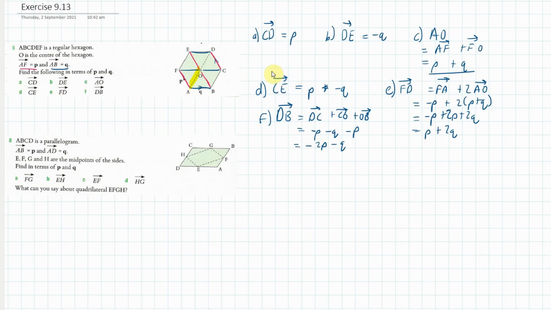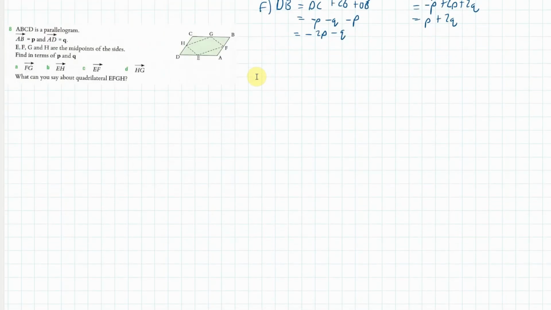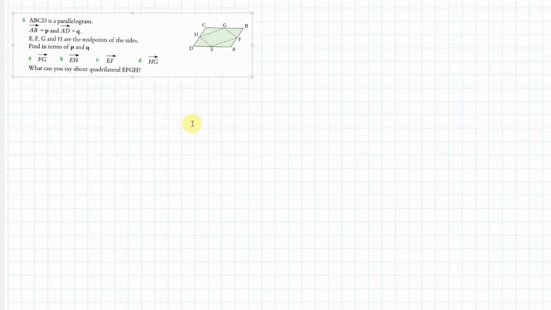Yeah, okay. Now let's move on to the parallelogram. What do we know about the parallelogram? Maybe I'll just clear a bit more space. So it's a parallelogram. We know that AB is equal to P and AD is equal to Q. So let's just chuck those on. Where is B? Okay, so this is P, and AD is equal to Q, so Q is going this way.